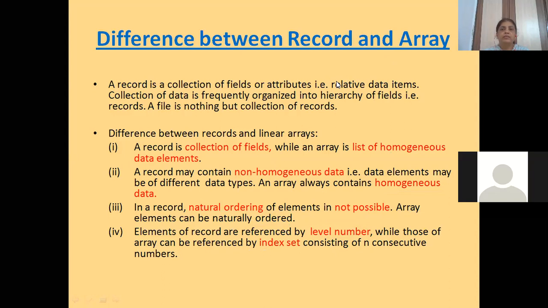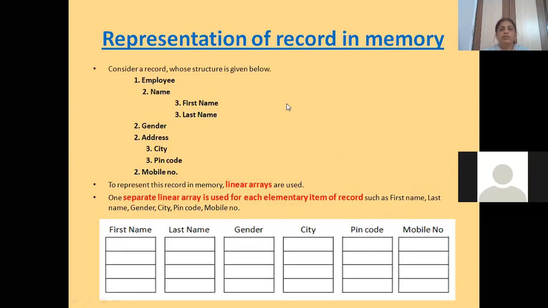उसके बाद एक और वेरी सिंपल एग्जांपल इसमें आता है क्वेश्चन में, हाउ टू रिप्रेजेंट रिकॉर्ड इन मेमोरी. बहुत इंपॉर्टेंट क्वेश्चन है ये कि हाउ यू आर रिप्रेजेंटिंग रिकॉर्ड इन मेमोरी. तो जब आप रिकॉर्ड को मेमोरी में स्टोर करते हो, देन फॉर ईच एलिमेंट्री आइटम, आई एम रिपीटिंग, for each elementary item you need an independent array. So you need parallel arrays for each and every elementary item of your record.